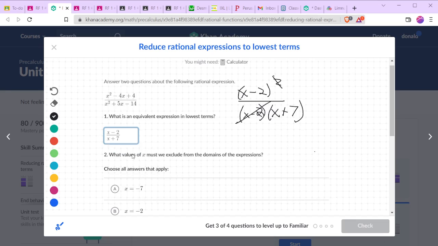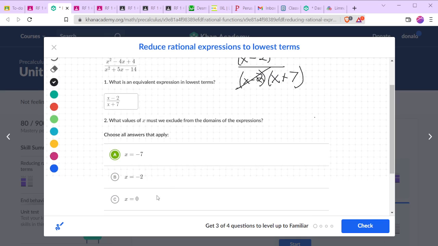What values of x must we exclude? Well, that's the values that make our denominator 0. So that's a negative 7, because when x is negative 7, negative 7 plus 7 is 0. And also x is positive 2. So 2 minus 2 is 0.